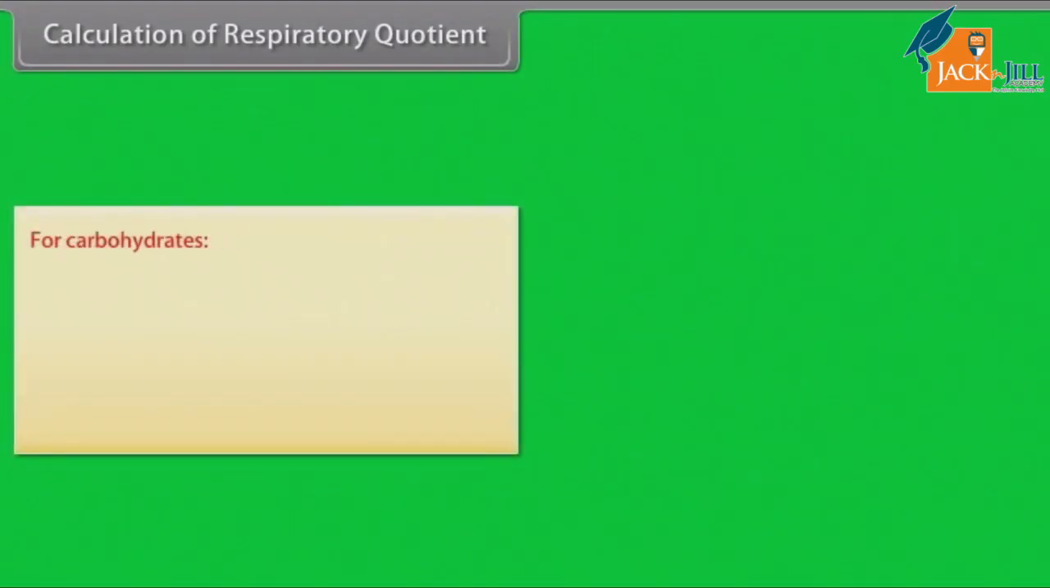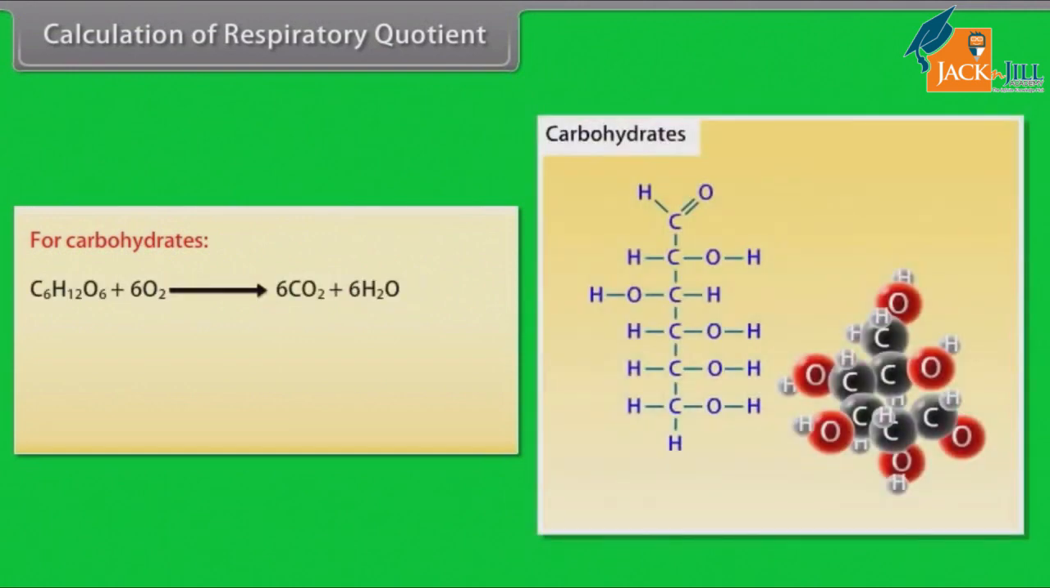Calculation of respiratory quotient. For carbohydrates, C6H12O6 plus 6O2 gives 6 CO2 plus 6 H2O. Respiratory quotient can be calculated as 6 CO2 by 6 O2, which is equal to 1.